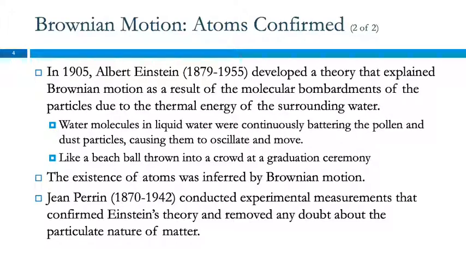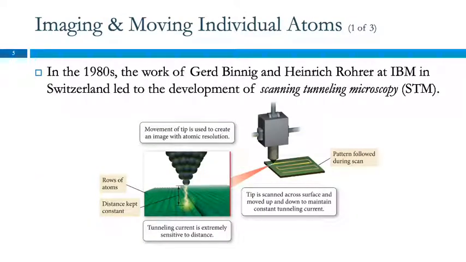Perrin, who lived in the late 1800s and early 1900s, conducted some experimental measurements that confirmed Einstein's theory and removed any doubt about the particulate nature of matter. In the 1980s, Bennett and Rohrer at IBM in Switzerland did some work that led to the development of the scanning tunneling microscope, STM. And this is really, really a cool thing.